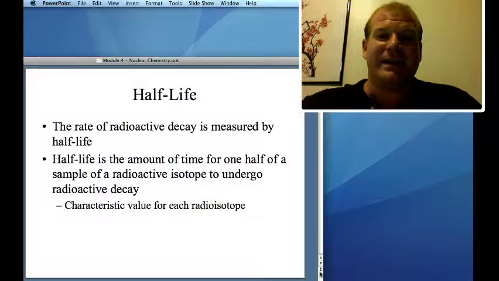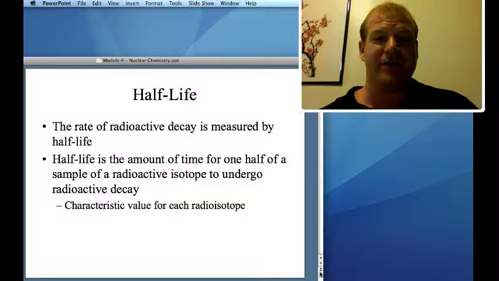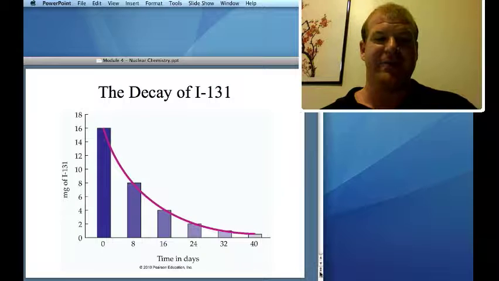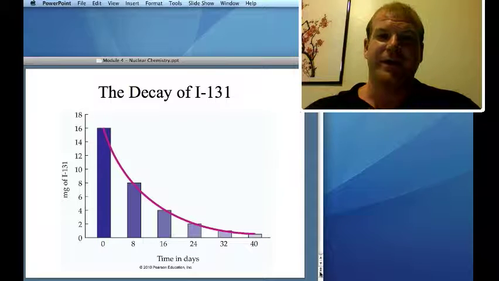And half-life, so maybe you've heard half-life before. This is how long it takes for half of whatever isotope you have to disappear. And this is a characteristic value, so you can tell what it is by its half-life. So for instance, iodine-131, they use this for thyroid imaging. Also, it's a byproduct of nuclear fission. Iodine-131 has a half-life of about 8 days.